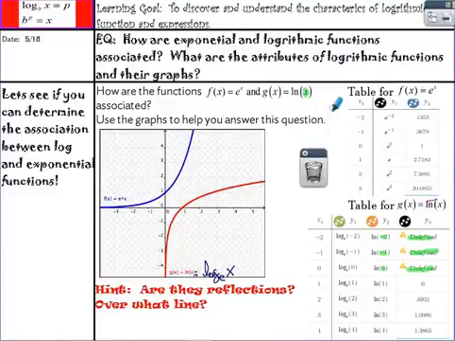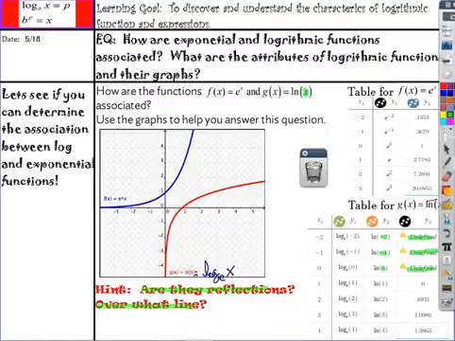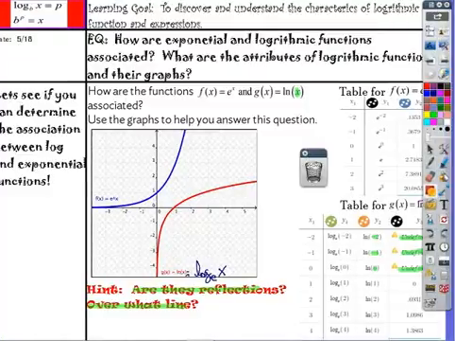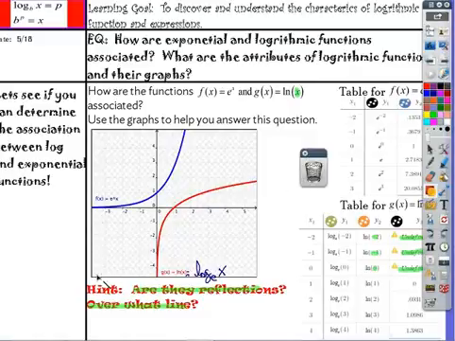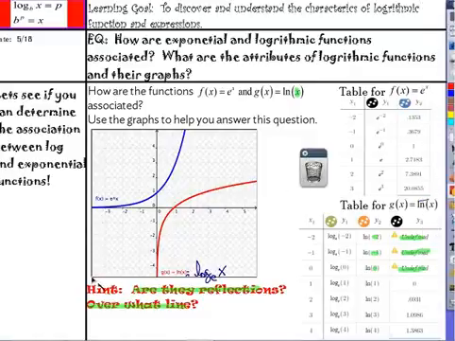Okay, so what we want to notice: are they reflections? Okay, so this is the big hint right there. Are they reflections, and over what line? Well, they are reflections. You should be able to see that, but the line that they are reflected about is the line y is equal to x. Okay, that's this line right here.